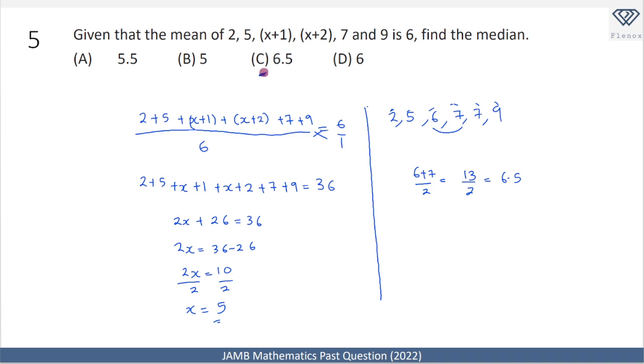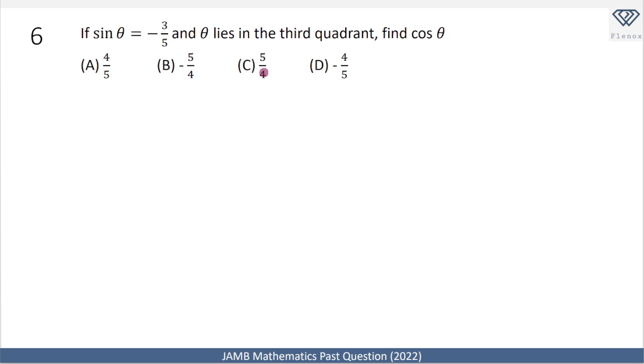So again, remember that you have to read the question well and know exactly what you are looking for, so that after doing all the hard work, you don't end up choosing the wrong answer. And if you want to have more understanding on mean, median, mode, and other measures of dispersion, you can watch our videos on that, which have already been uploaded on the channel. So now let's move on to the next question.